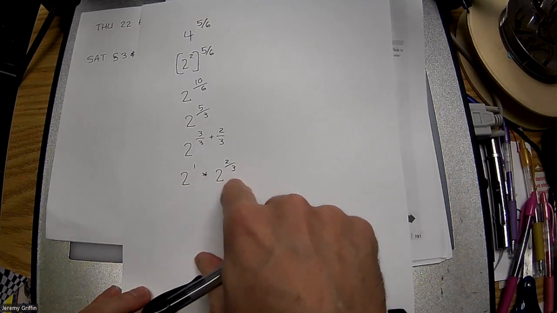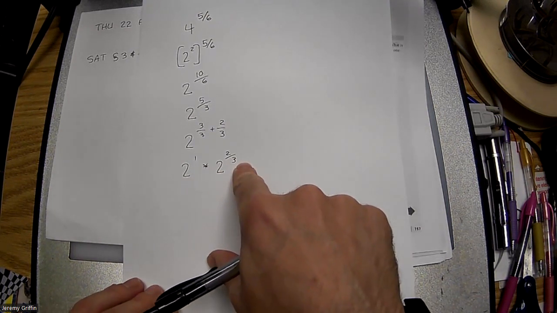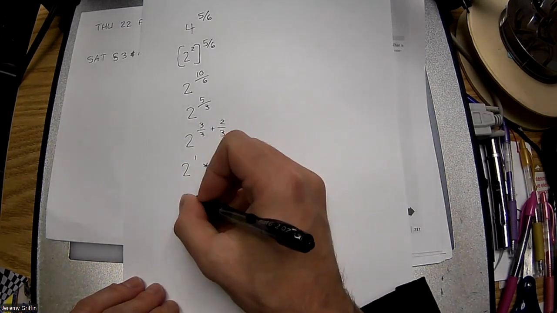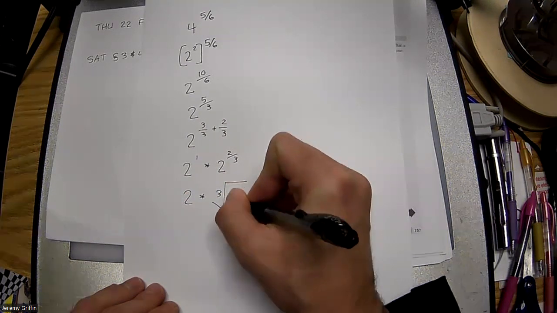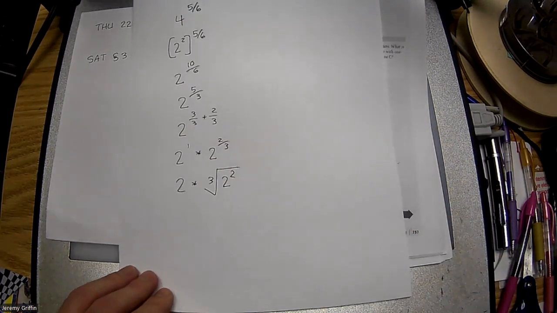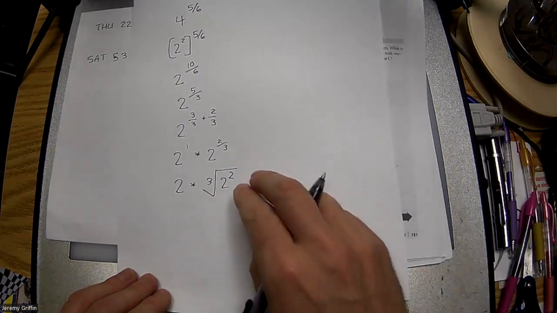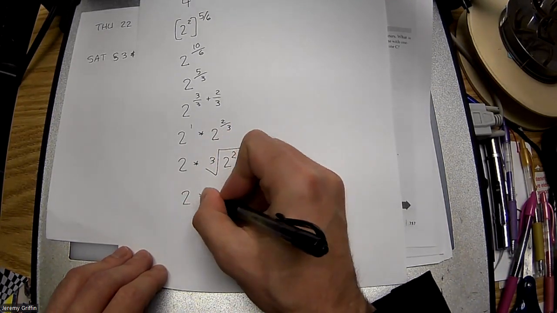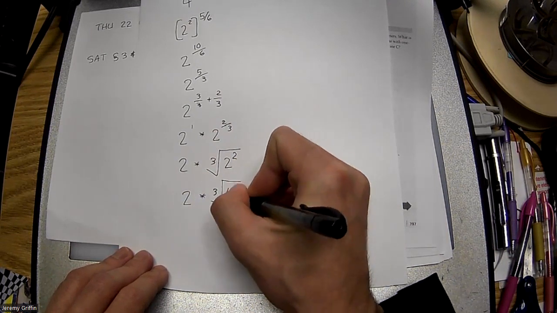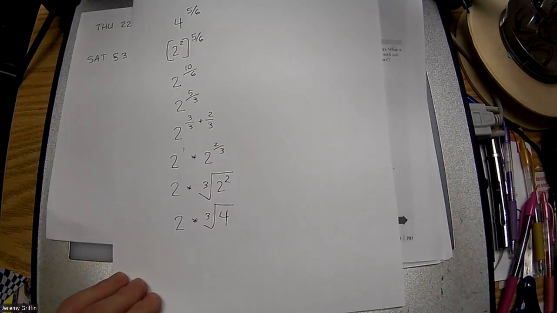Could I re-express this as a radical? Like the cube root of 2, right? So 2 times the cube root of 2 squared, right? So that might be good, except I think I could do one more thing. 2 squared, can I turn that back into a 4? Right, 2 times the cube root of 4. There you go. So let me zoom out. You guys can see the whole thing.